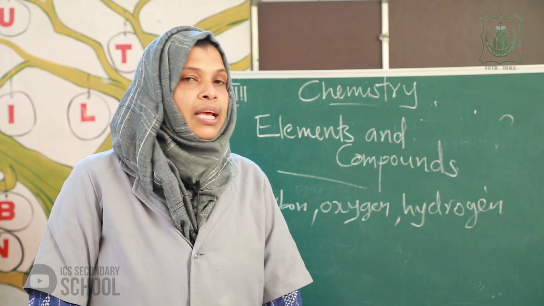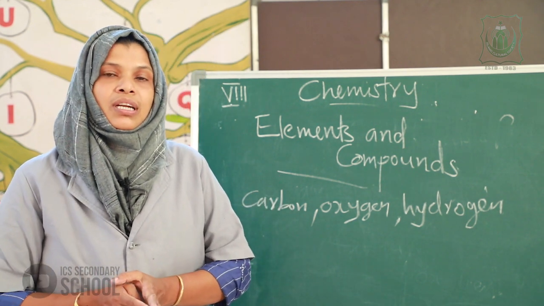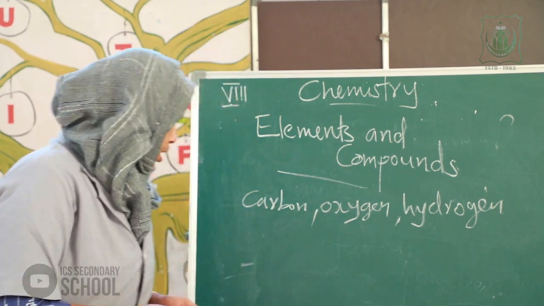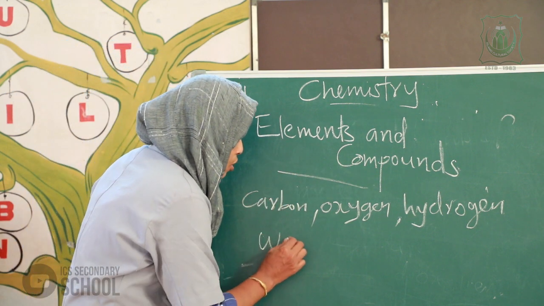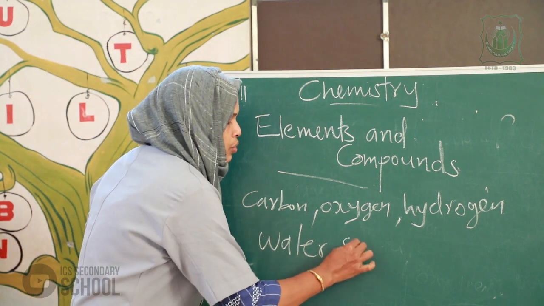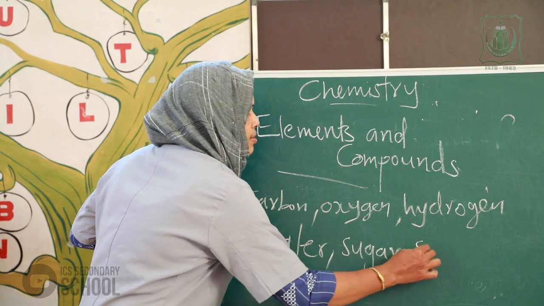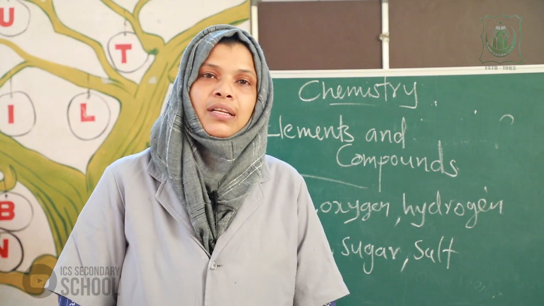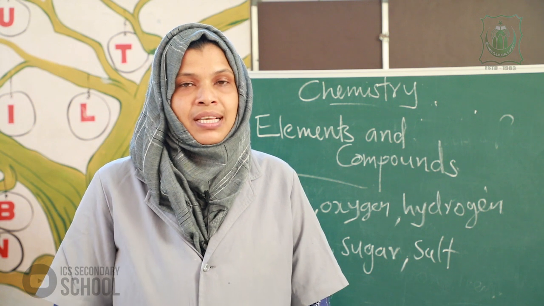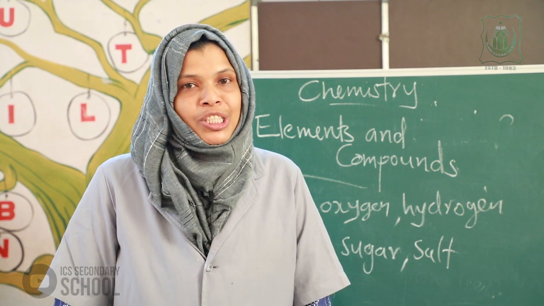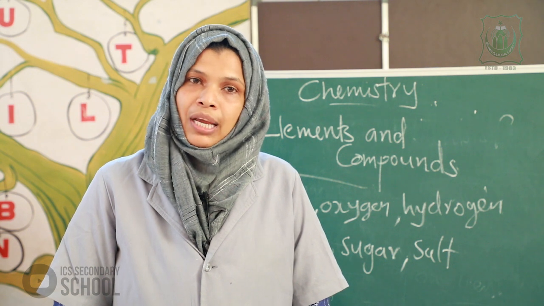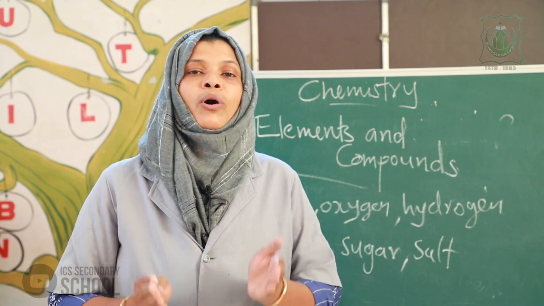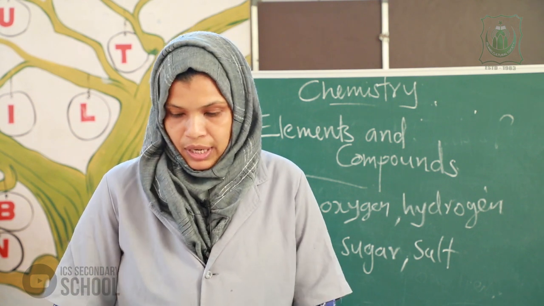Next, can you tell me examples of compounds? Examples of compounds are water, sugar, salt, etc. Then what is meant by elements? Pure substances that cannot be split into their components through chemical reaction are elements, and two or more elements combine to form a compound. Okay, look here.